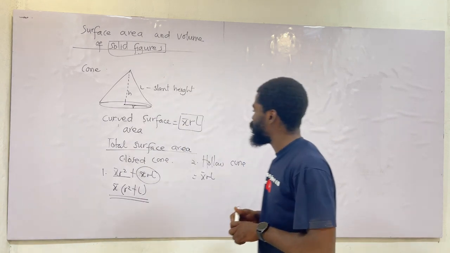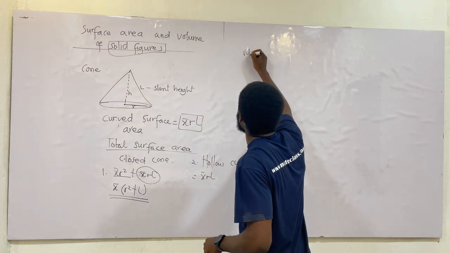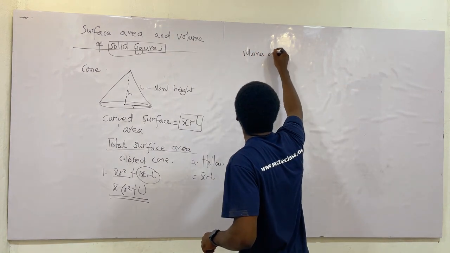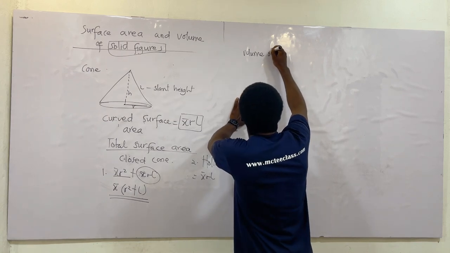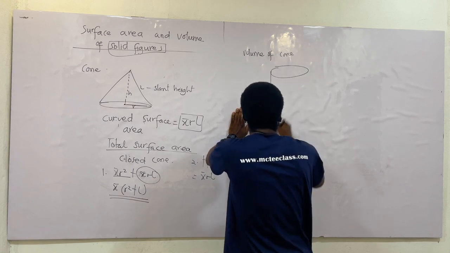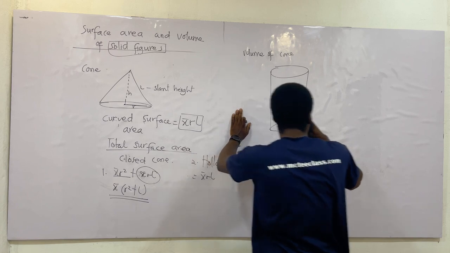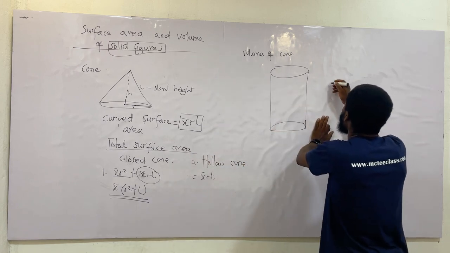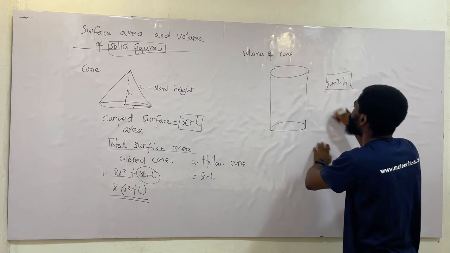Then we look for the volume of the cone. So let's look at the volume of the cone. Now, let's take this cylinder. I want to use the cylinder for something. Then you get to know. Now, how do we find the volume of a cylinder? That was pi r squared h. You know the volume here.